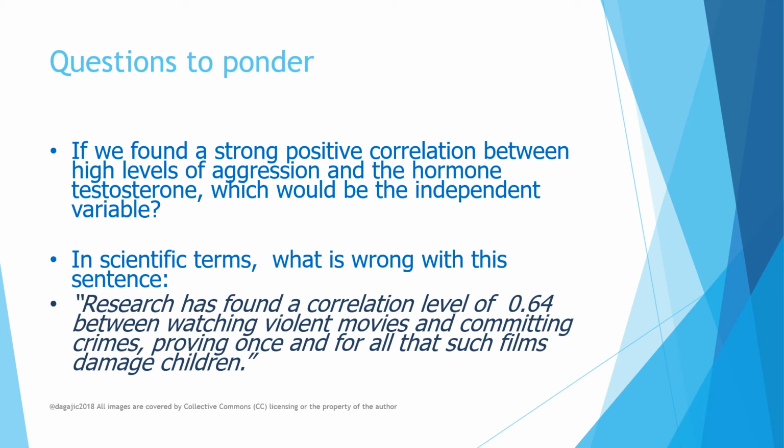Again, proving. Correlations can't prove cause. They only can show that there's a relationship. And then, once and for all, that such films damage children. Well, there's no mention of children, is there? All it says is watching violent movies and committing crimes. Now, if you think about the correlation, it might be that violent criminals just like watching violent movies. It's a bit of a chicken or an egg. So we've got to be very careful with the conclusions we draw from correlational research.